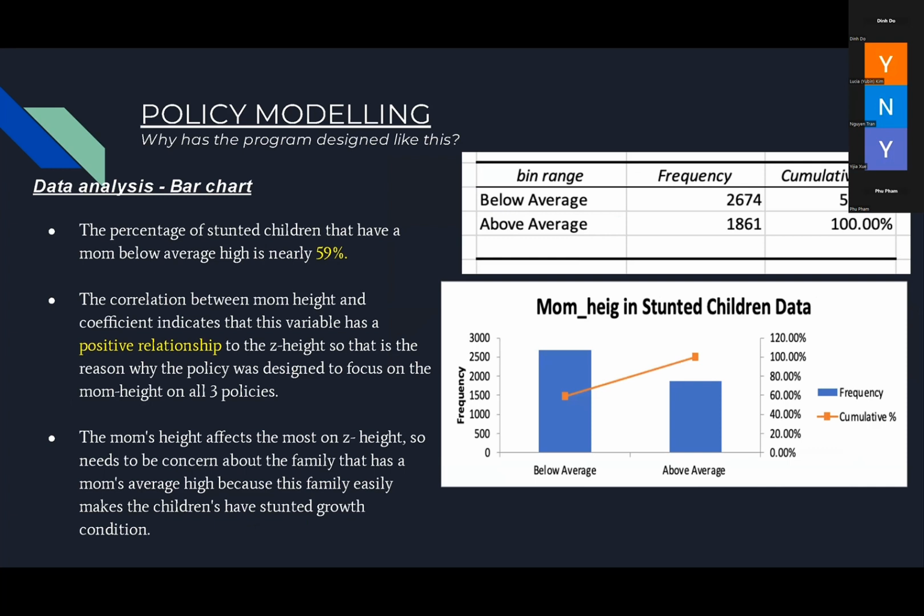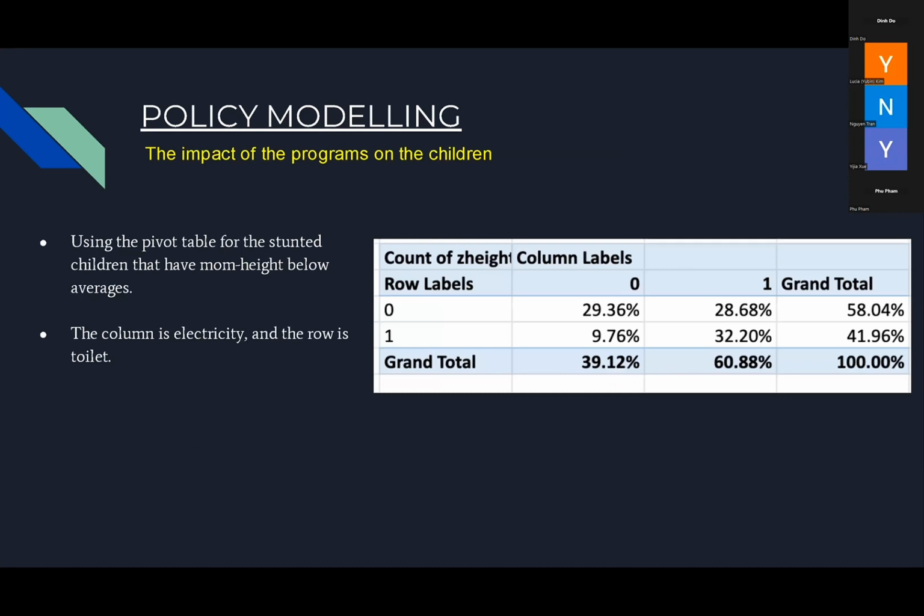The correlation shows that mom height has a positive correlation with Z height, meaning higher mom height leads to higher Z height. Therefore, all three policies focus on mom height, and families with mom below the average height need particular attention because their children are more likely to experience stunted growth. That's why mom height is designed into the program.